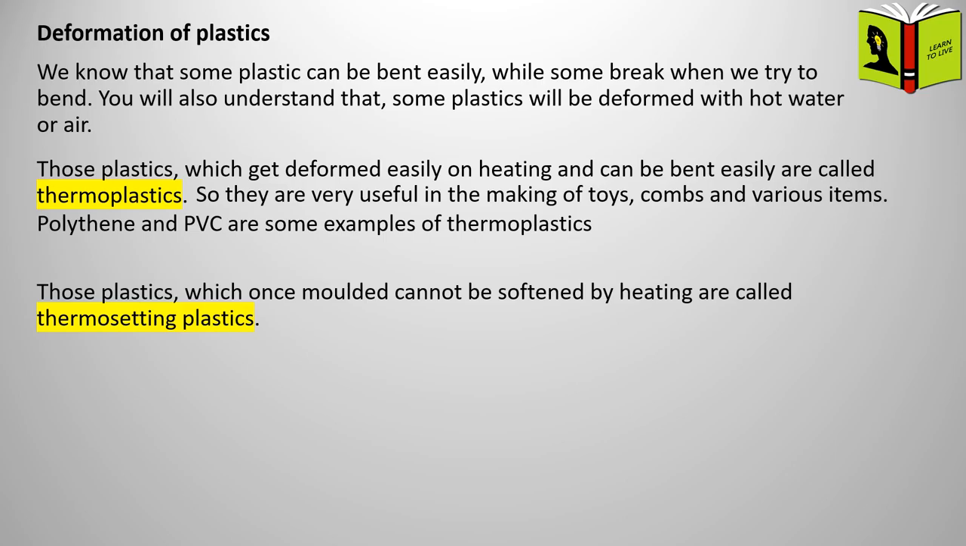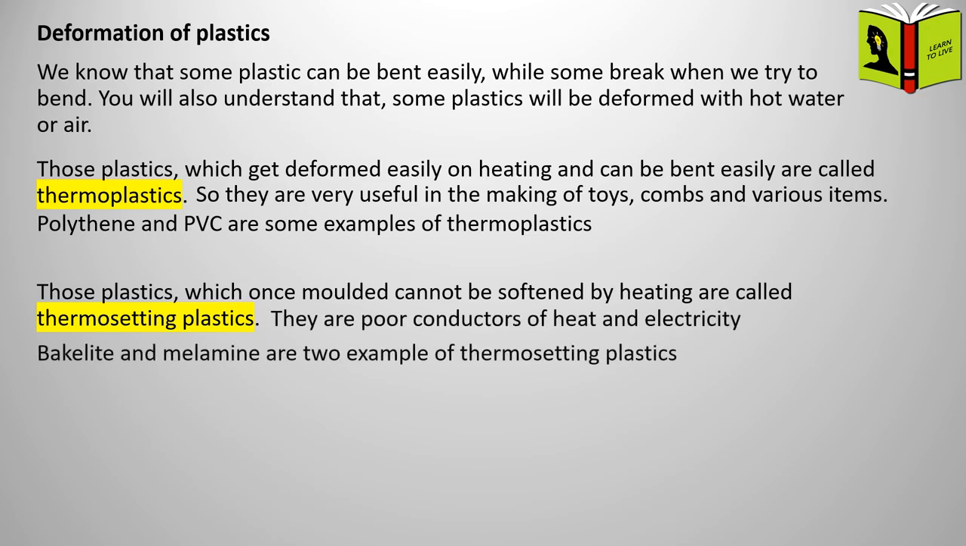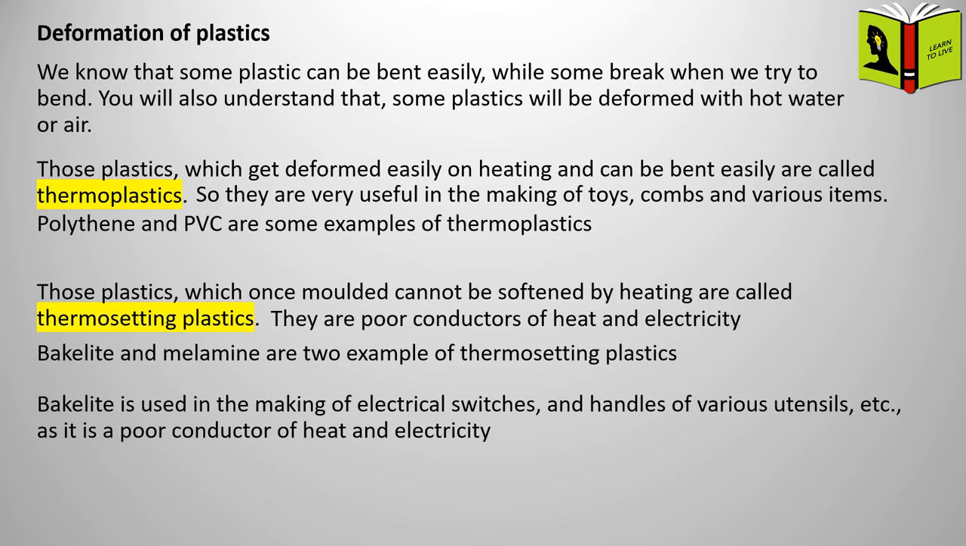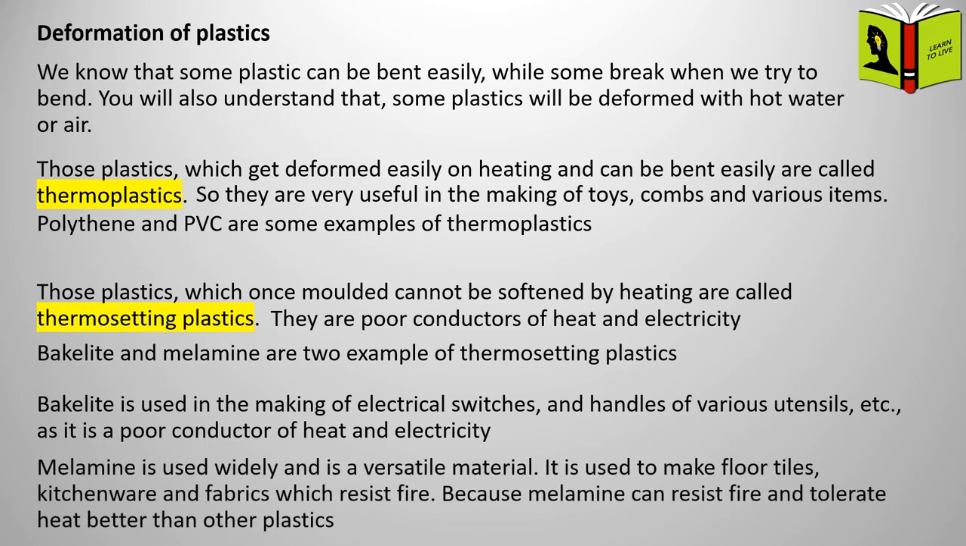Those plastics which once molded cannot be softened by heating are called thermosetting plastics. They are poor conductors of heat and electricity. Bakelite and melamine are two examples of thermosetting plastics. Bakelite is used in the making of electrical switches, handles of various utensils, etc., as it is a poor conductor of heat and electricity. Melamine is used widely and is a versatile material.